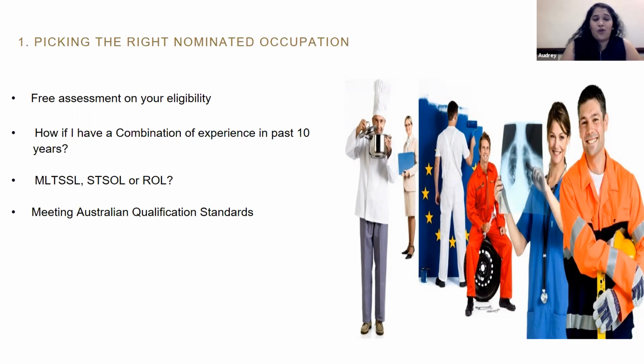And meeting Australian qualification standards as well. For example, Australia has got their own way of assessing. A simple example I can share with you is if you're an engineer from the UK, you know that UK engineering degrees are usually 3 years. It's not 4 years. So when it's a UK engineering degree of 3 years, usually you will not get a professional engineer outcome, but you'll get another outcome called engineering technologist. So there are a lot of things that we need to look at. You might be an electrical engineer, but if you do not have the 4-year degree, you can't apply under that. Okay, so that is the most important thing, to pick the right occupation.